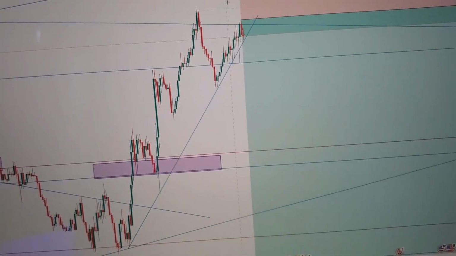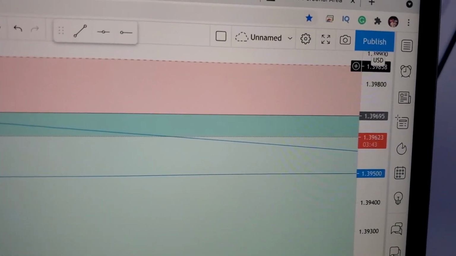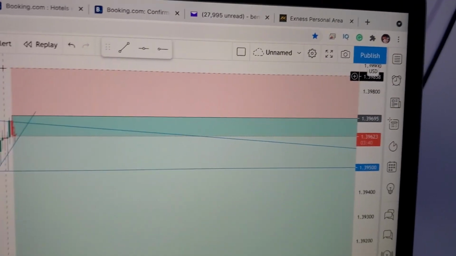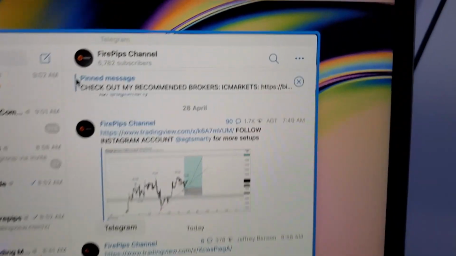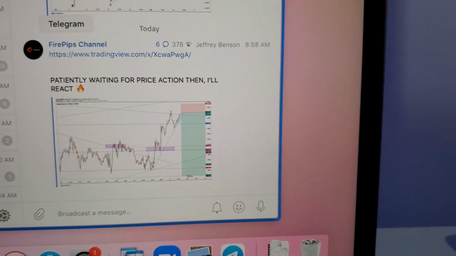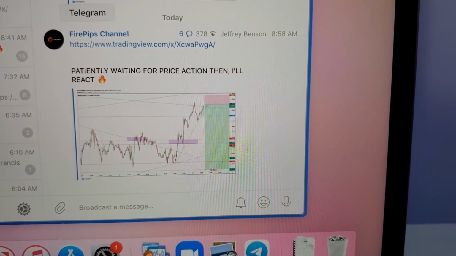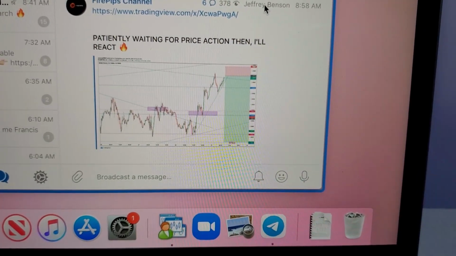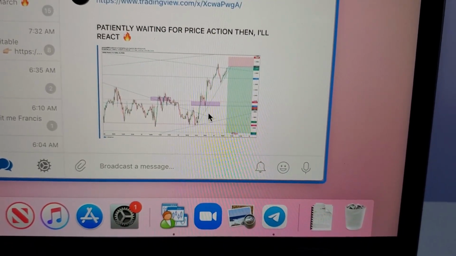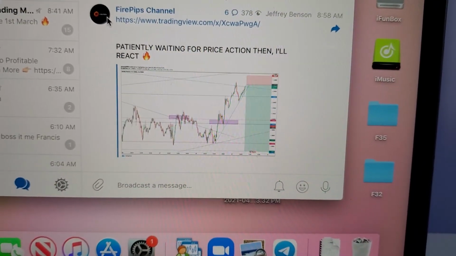The stop loss is there, so I'm always using a stop loss. The stop loss is at 0.39838. I also send this signal to the group, so you can see here on the group what I have. We currently have 6,000 members. Then you can check the downside right there. Patiently waiting for price action, then I'll react, which I've already reacted, and most people are also commenting and taking action too. They're not sleeping on it. So that's it.